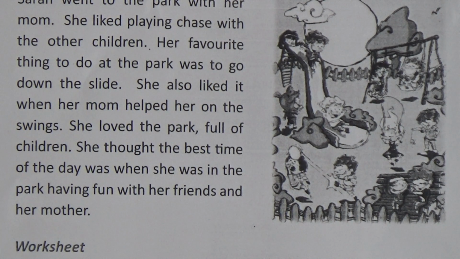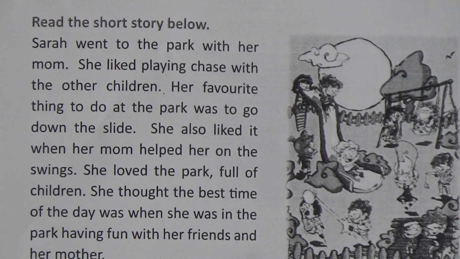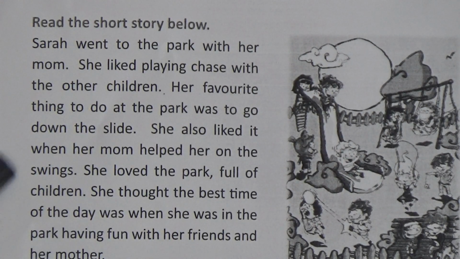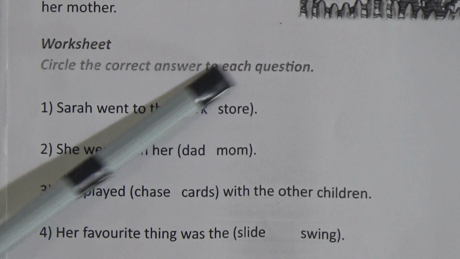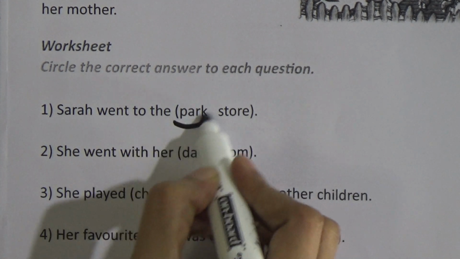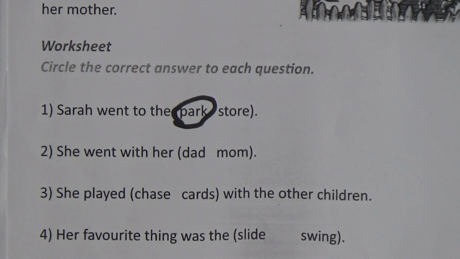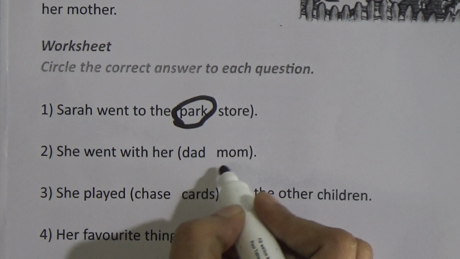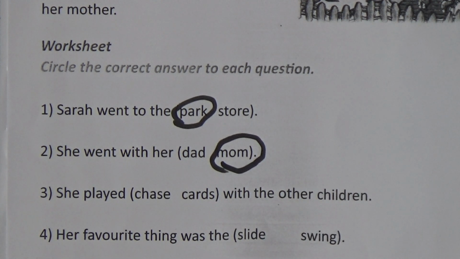and her mother. So this story is about Sarah, who loves her time in the park and who loves to play with her friends and different kinds of games on the swings or the slide. So let's do the worksheet now. We have to circle the correct answer to each question. Number 1: Sarah went to the park or store. Which one will be correct? Park. Sarah went to the park. Number 2: she went with her dad or mom. The correct answer is mom. She went with her mom.